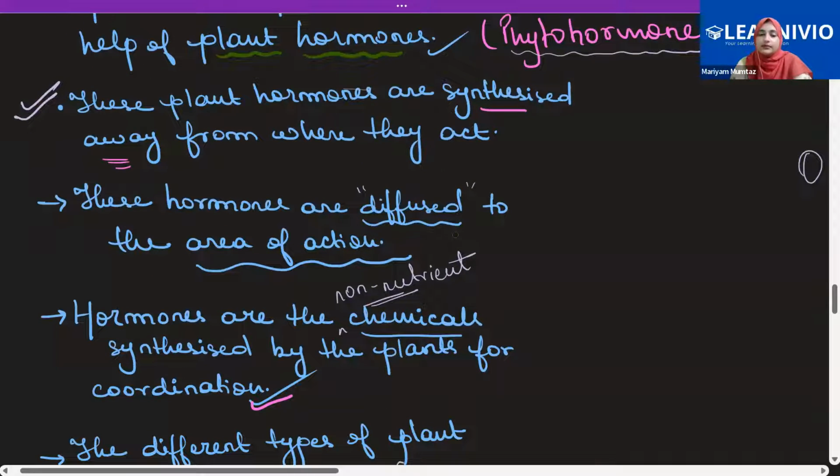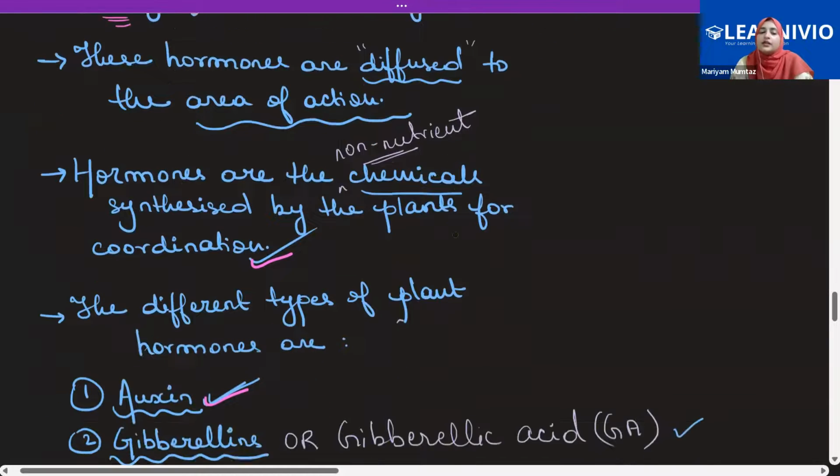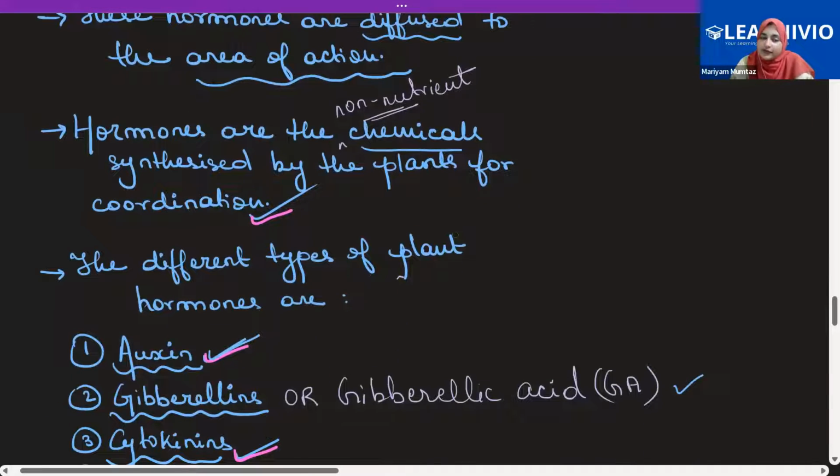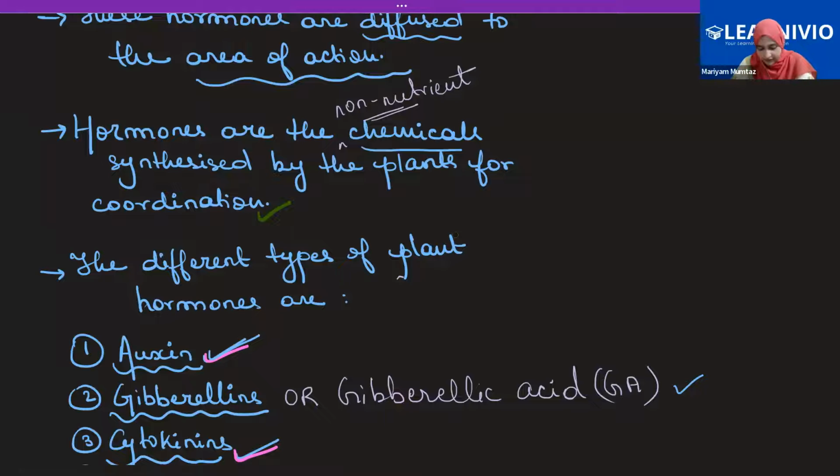Yes, ma'am. You get it? Okay. So in the case of plants also, the phytohormones are non-nutrient chemicals that are synthesized by plants for the purpose of coordination. Again, very important for the livelihood. So what are the different types of plant hormones?